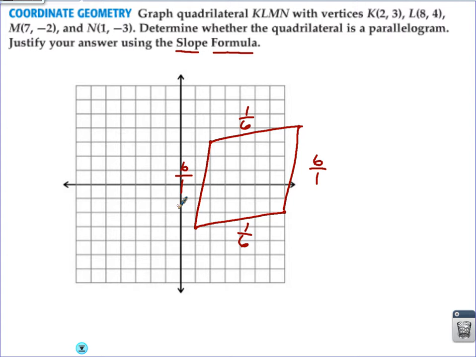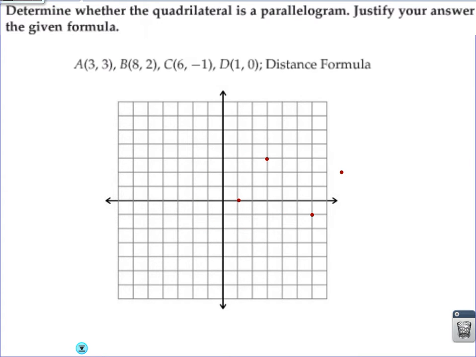So it says determine whether the quadrilateral is a parallelogram. Opposite sides have the same slope. So therefore, opposite sides are parallel. So by definition of a parallelogram, that is one. Opposite sides are parallel. Next one. It says determine whether this is a parallelogram. Justify with the distance formula.